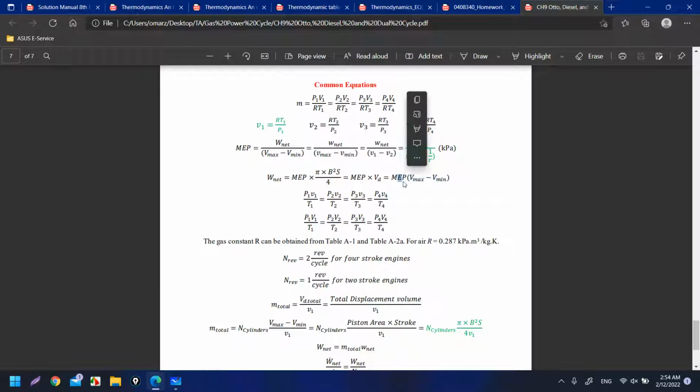If I want the mean effective pressure itself, it will be the net work over the change in volume. And specifically, this is the one that we will use because we have Qn in kilojoule per kilogram. And the famous or most used one is this equation, as we will see, inshallah.